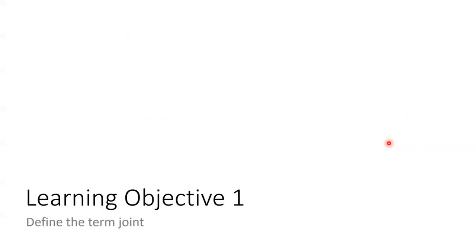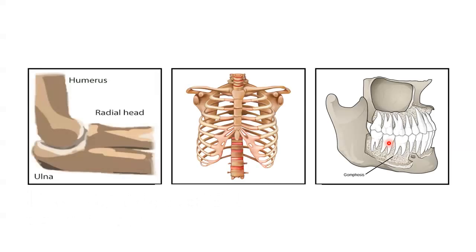So getting straight into learning objective number 1, and that was to define the term joint. So a joint is a point of contact between 2 bones, between bone and cartilage, or between bone and teeth. A joint can also be called an articulation or an arthrosis. So an example of a joint between 2 bones is our elbow joint. So you can see that here. We have the trochlea of the humerus articulating with the trochlear notch of our ulna.